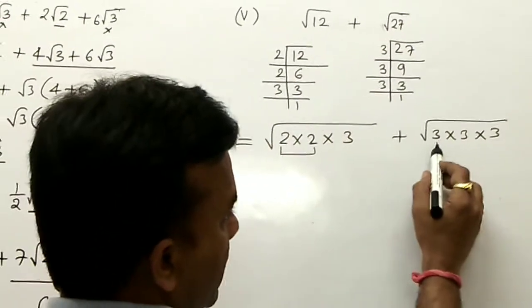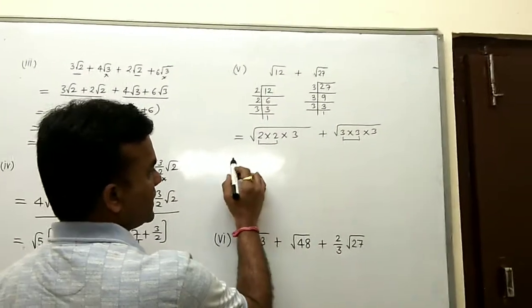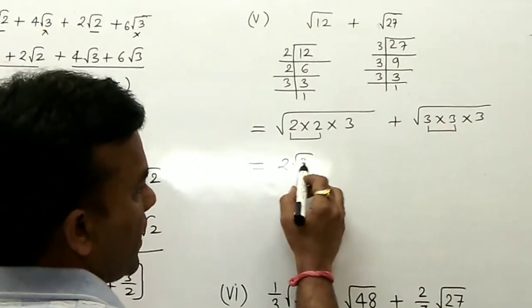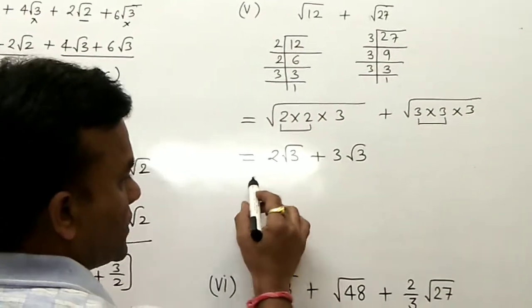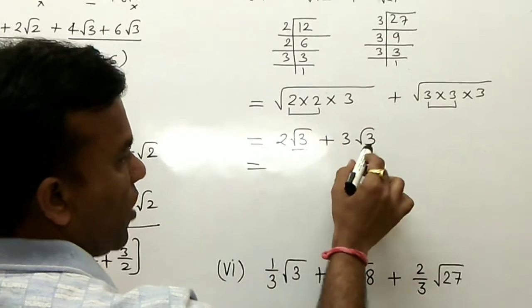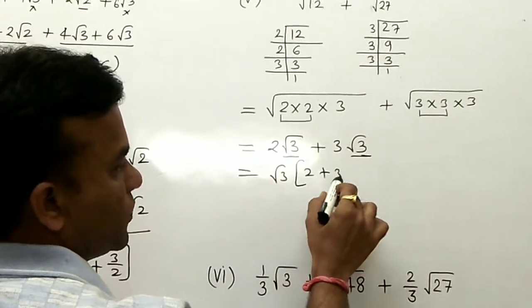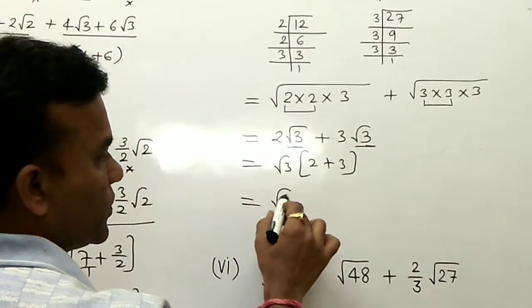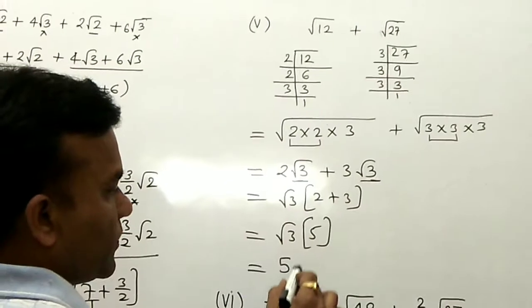Which number is common here? This pair is common. Taking it outside, this 2 is outside, so 2 root 3 you have, and similarly here you have 3 root 3. So now again, this is a common number, root 3 is common, so the rest is 2 plus 3, and root 3 you put as it is, so your answer is 5 root 3.